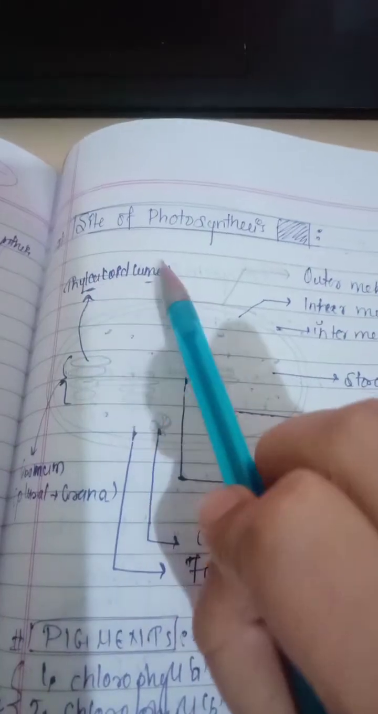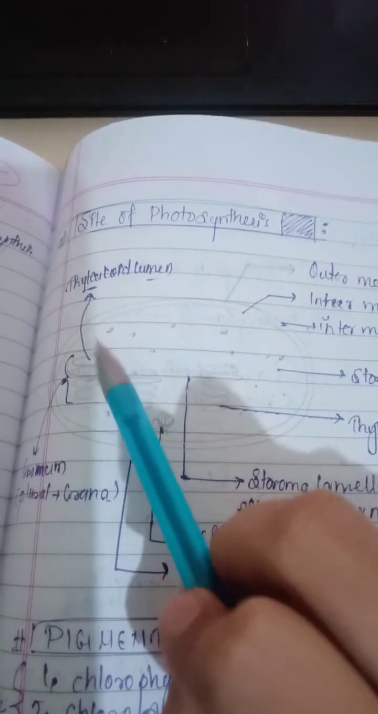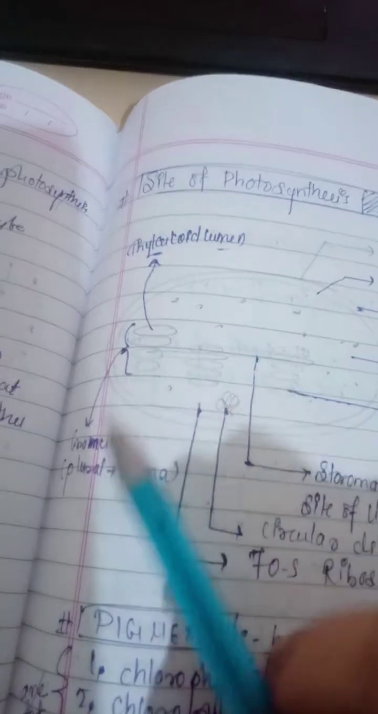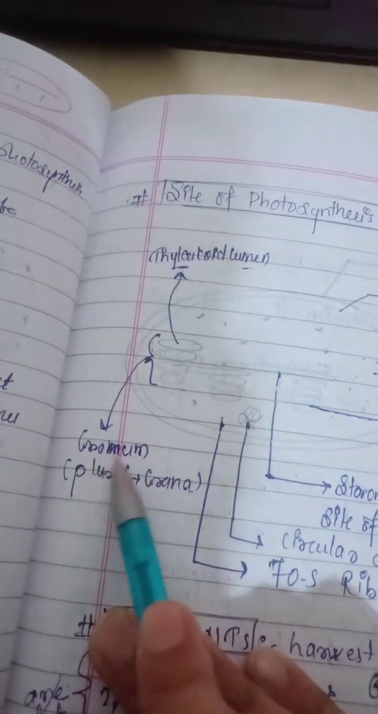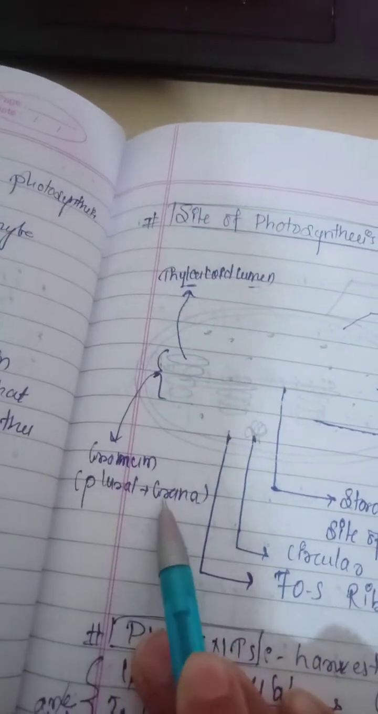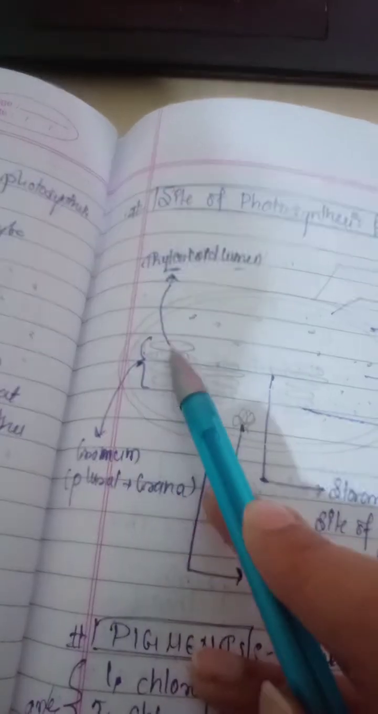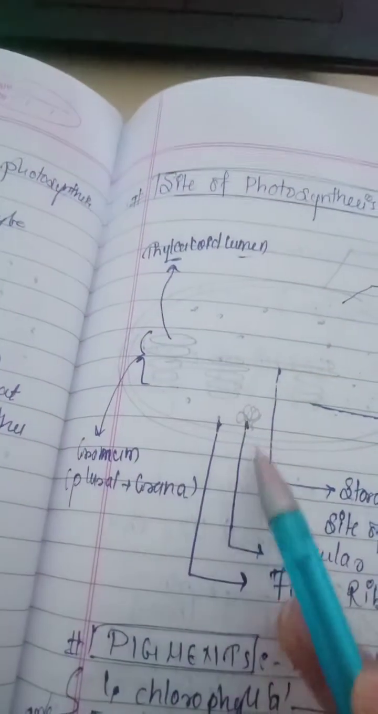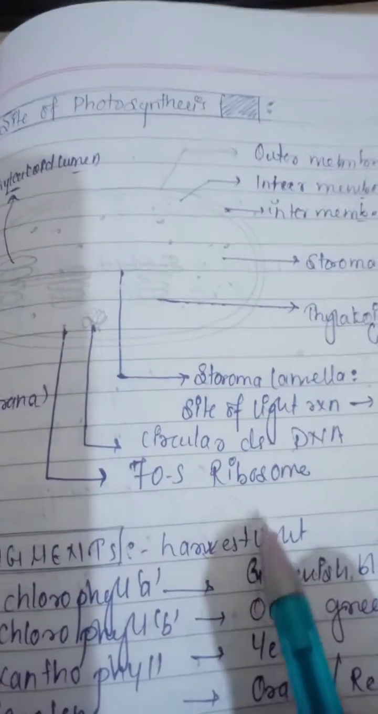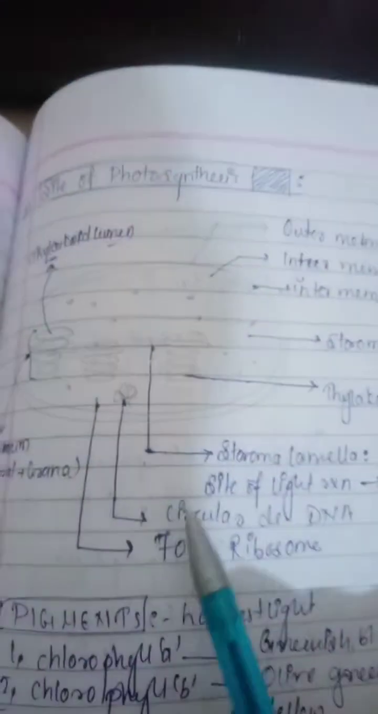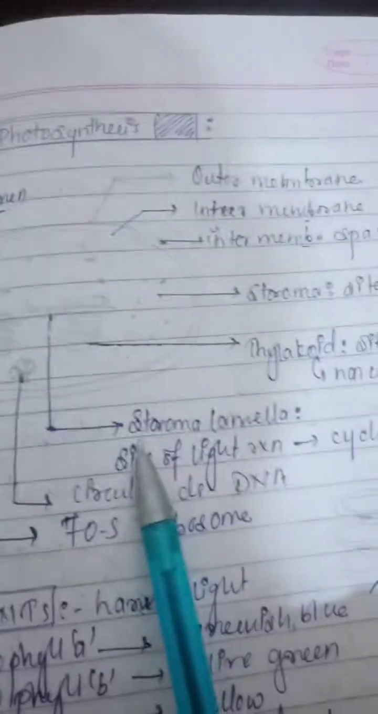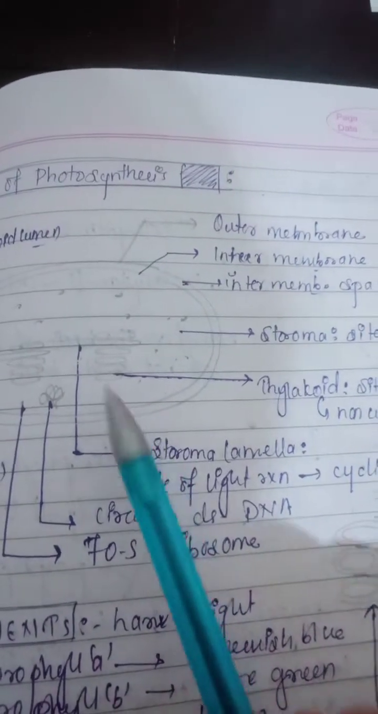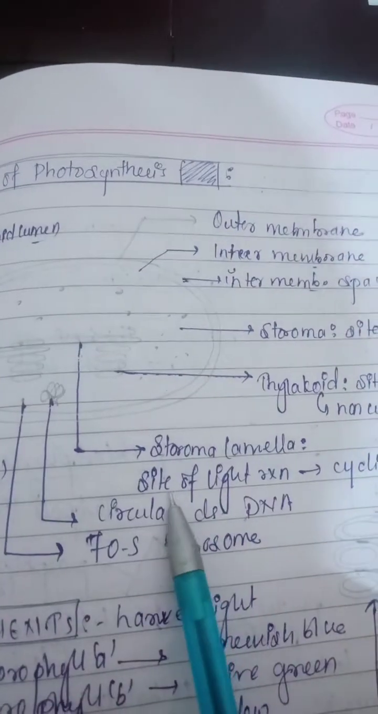This whole thing is the thylakoid lumen, and this is the grana, the plural of granum, and inside is the thylakoid lumen. This is circular double-stranded DNA and 70S ribosome. That is why the chloroplast is also called a semi-autonomous organelle. This is the stroma lamellae.